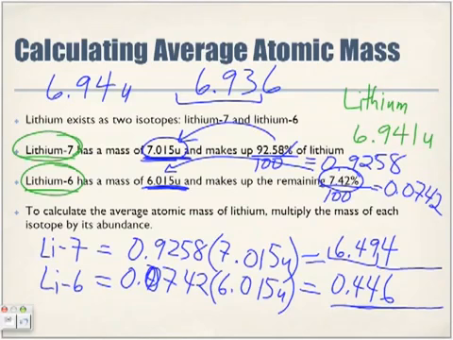Notice here the percentage, 92.58% is made up of the larger atomic mass. So that's why our real answer, look at where it's closer to. It's closer to the 7.015 than it is to the 6.015 atomic mass number. Okay, because of the greater percentage of that higher isotope.